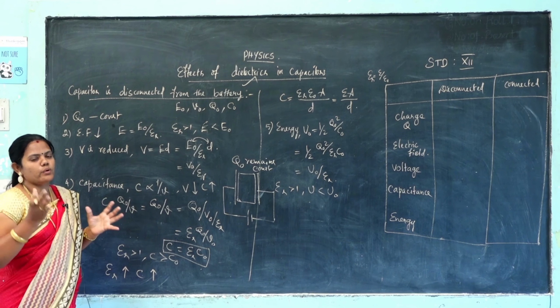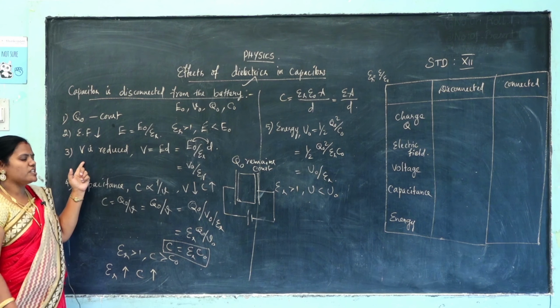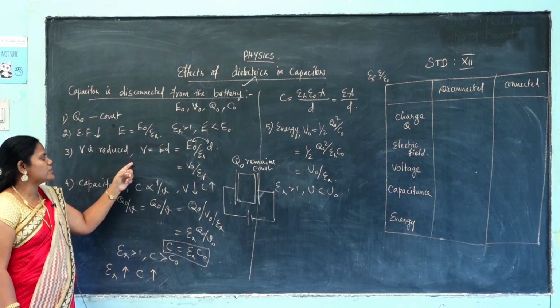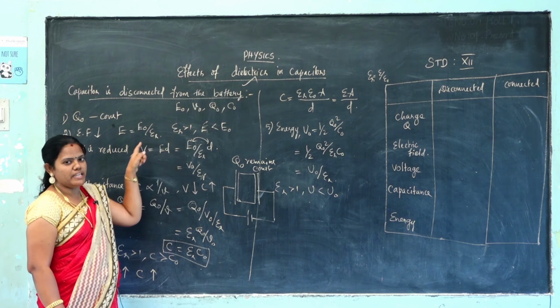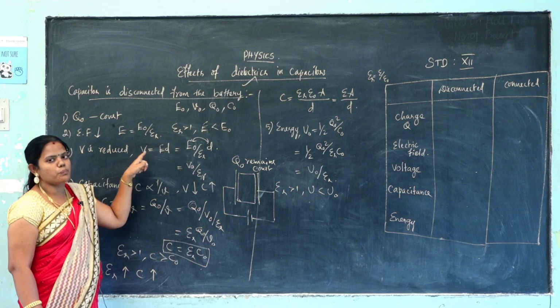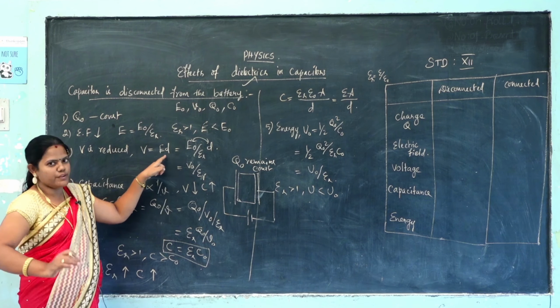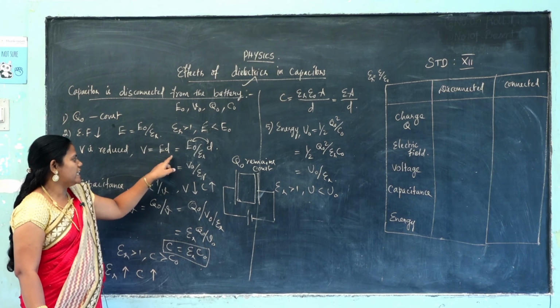The voltage difference between the two plates is what is called the potential difference, that is V. V is reduced. V is equal to E into D. What does that mean? Voltage is equal to the product of the electric field and the distance between the two plates. So V is equal to E into D.